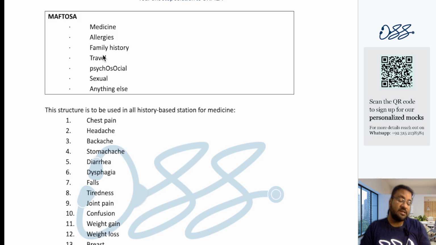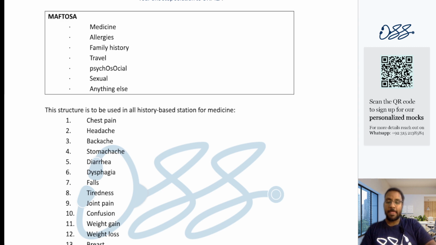But there are a few stations in which you have to take a sexual history in a lot of detail. We are going to talk about it when we cover the structure and the approach that we need to take for gynecology and obstetrics. That is why I'm not going into a lot of detail on the sexual history.